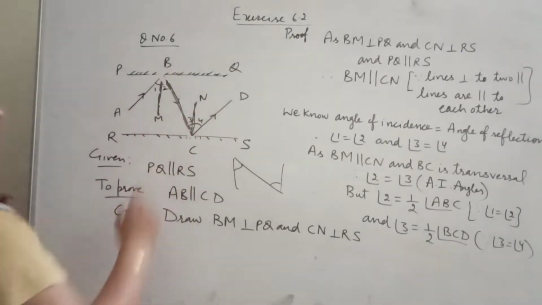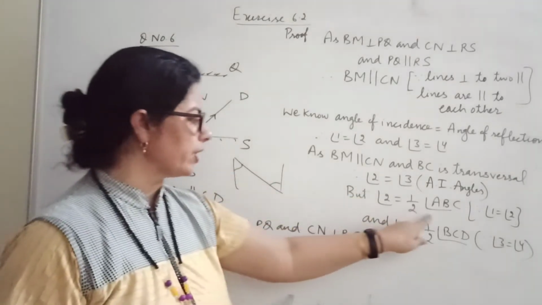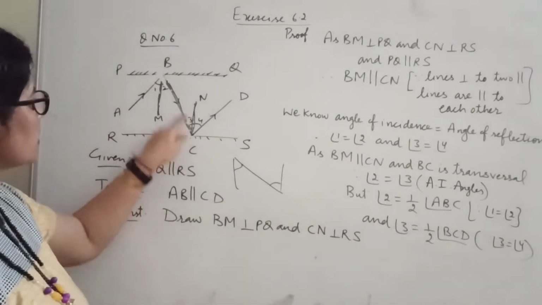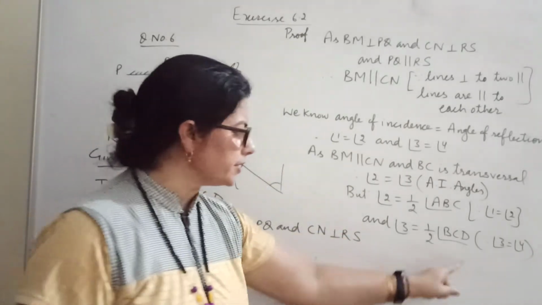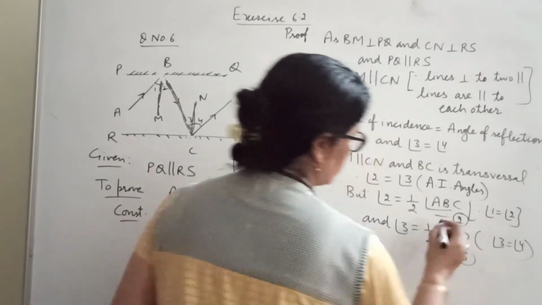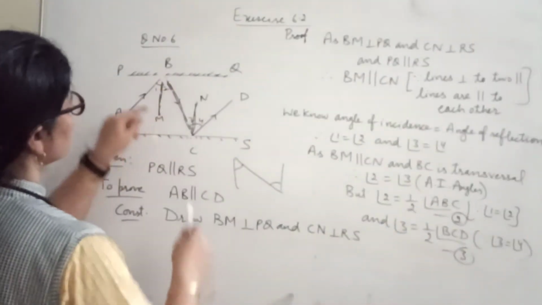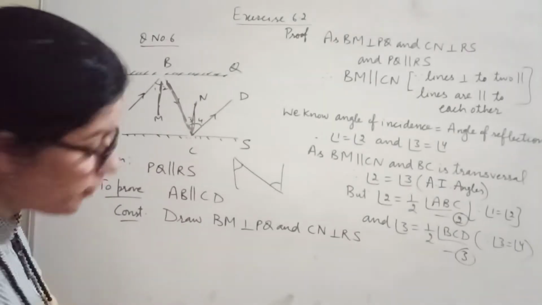This angle BCD. So we can say that angle 2 is half of angle ABC, and angle 3 is half of angle BCD. Let us take this as second and this as third. Who told you angle 2 is half of ABC? Because these angles are equal, so we can say that this is half.